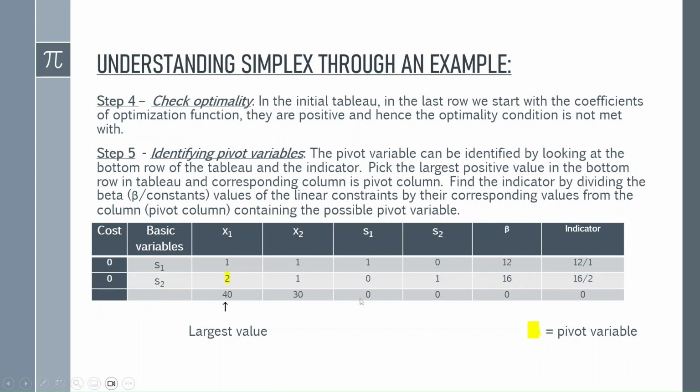As we know, the pivot variable is the intersection of the pivot column and the pivot row. The pivot row is the row corresponding to the lowest non-negative value of the indicator. 16 by 2 is 8, that is less than or equal to 12. Hence the row containing 16 by 2 will be the pivot row. And the intersection of this with x1, that is the pivot column, would be the pivot variable.